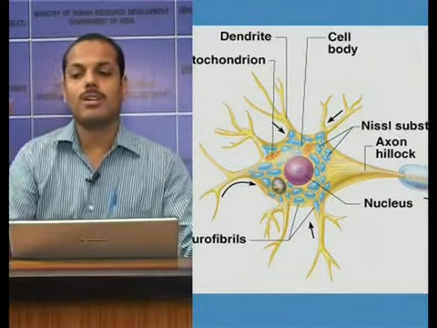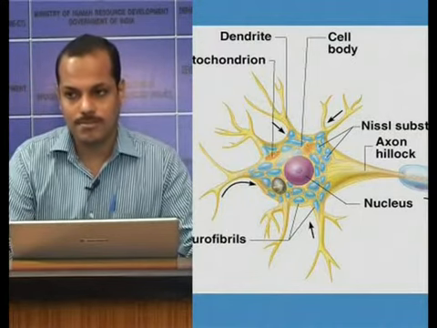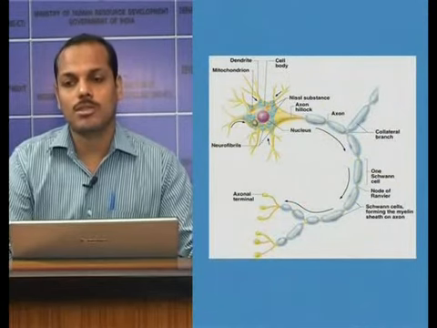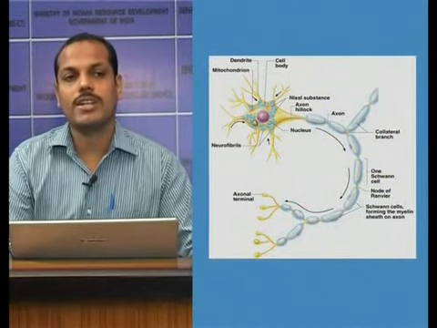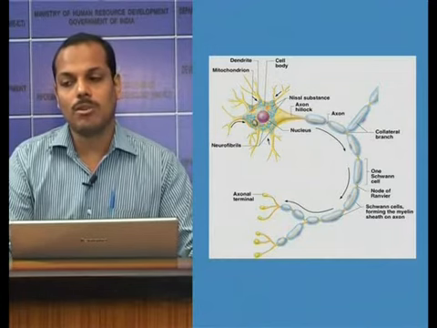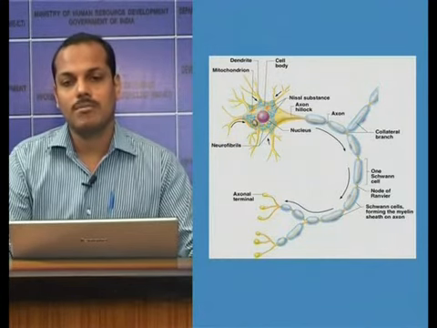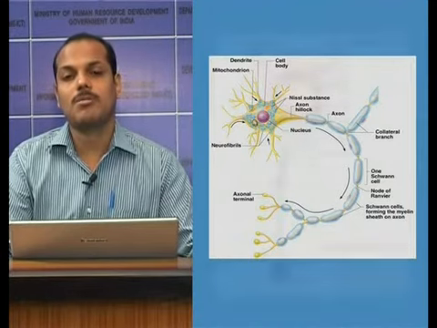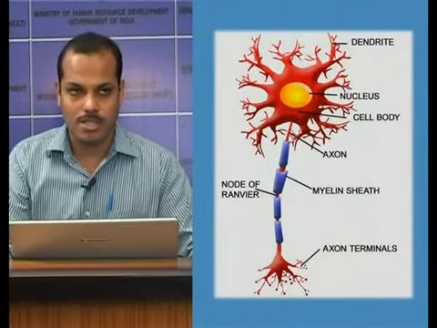Now, the next part of the neuron is the processes. There are two types of processes commonly seen: the dendrites and axon. Always one axon will be there. Dendrites may be two, one, sometimes absent, or multiple dendrites may be there.